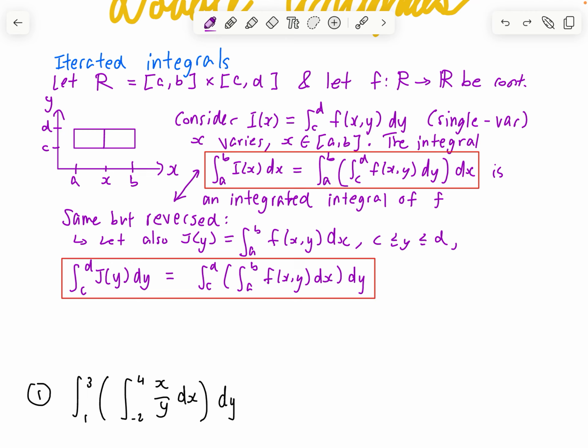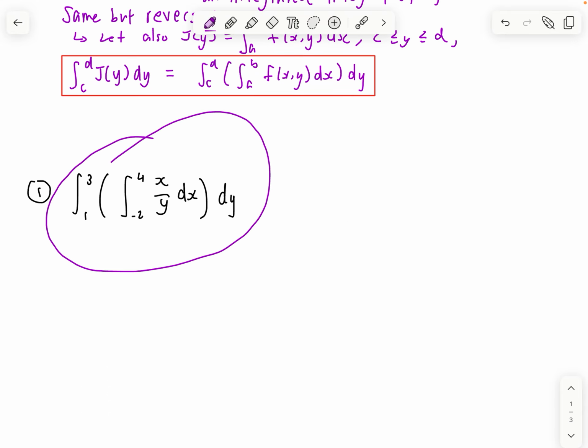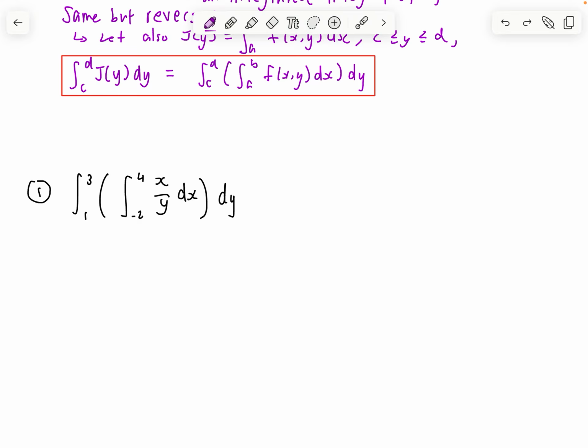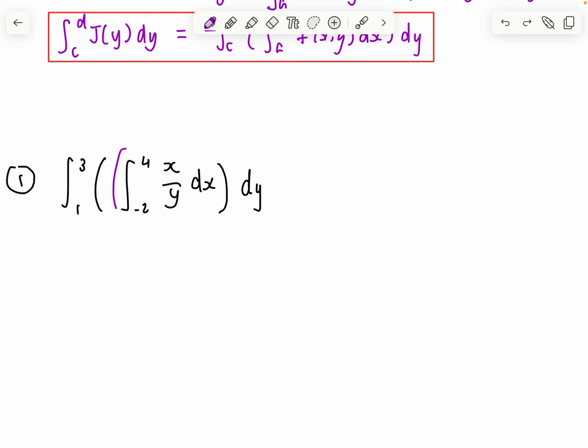I know this is kind of confusing, so now let's actually try to do the problems. The main goal of doing these problems is to know how to integrate with respect to dy or dx. If we take a look at this first problem, one strategy is to first focus on the integral inside, and then go outside. So first, inside we have the integral from -2 to 4 of x over y dx.